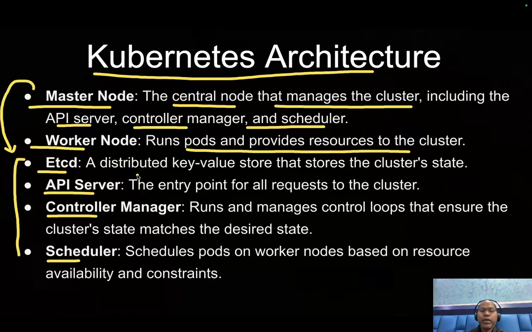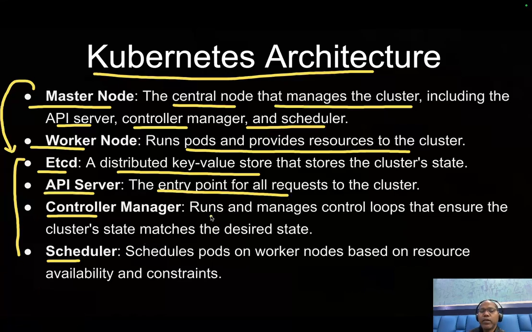They maintain the distributed key value store for the cluster state: running state, waiting state, pending state. All other states they can manage in the etcd distributed key value store. And the API server is the entry point for all the requests. If we developers are going through UI or CLI, the API server is the communication between the developer and how to deploy an application, scale an application, and so on.